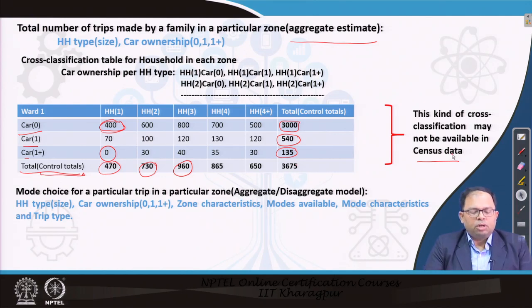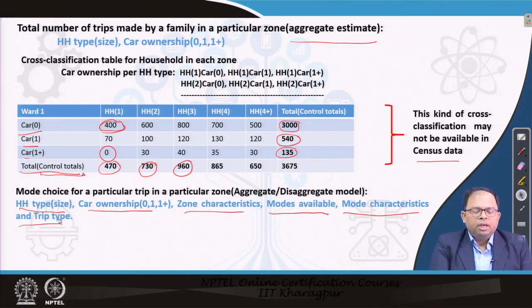Now, for a mode choice model for a particular trip in a particular zone, we can either go for an aggregate model or a disaggregate model. Aggregate model means where we take the entire group and we say that, okay, for this type of households, mode choice is this. Or if it is a disaggregate model, we can add other variables as well. For example, we have household type, we have car ownership, we have zone characteristics from where the trip is being made, we have modes available in that particular zone, alternative modes, then mode characteristics of those alternative modes, the trip type. So, these are the variables which we can add, and based on that we can predict the mode choice of a particular household or a particular individual in a household.